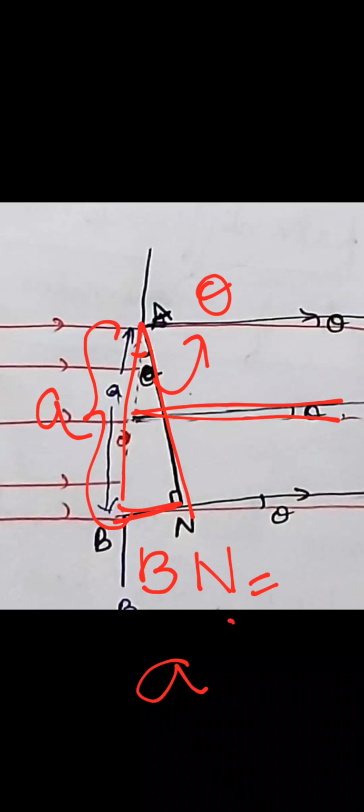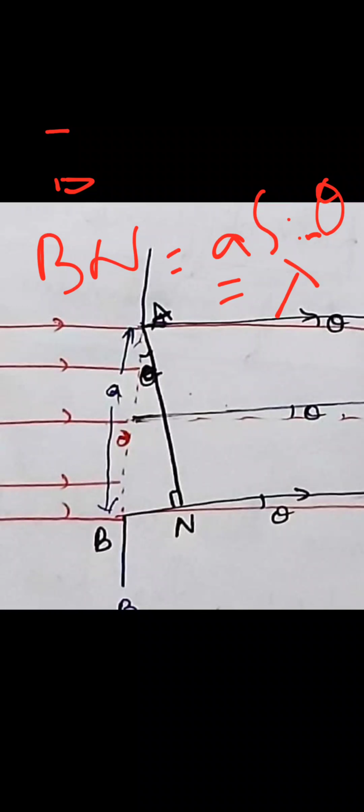Now I tell you that if this path difference, that is BN equal to A sine theta, is equal to lambda, if A sine theta is equal to lambda, then you get a minima at P1.